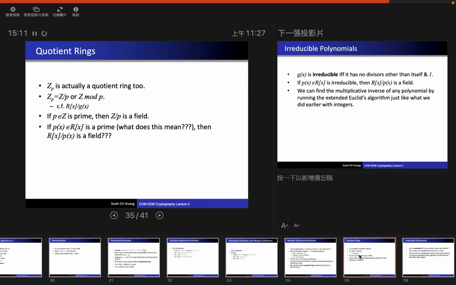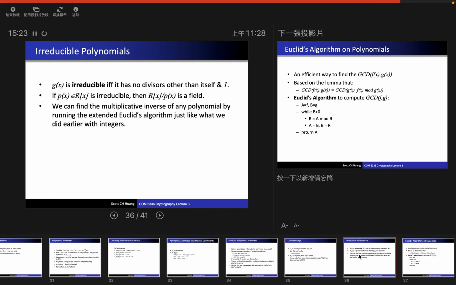So this can make sense if we can extend the idea of prime numbers to the set of polynomials. If we can find a generalized idea of primes, then we can construct a field. We do not call those prime polynomials. We have another name called irreducible polynomials.